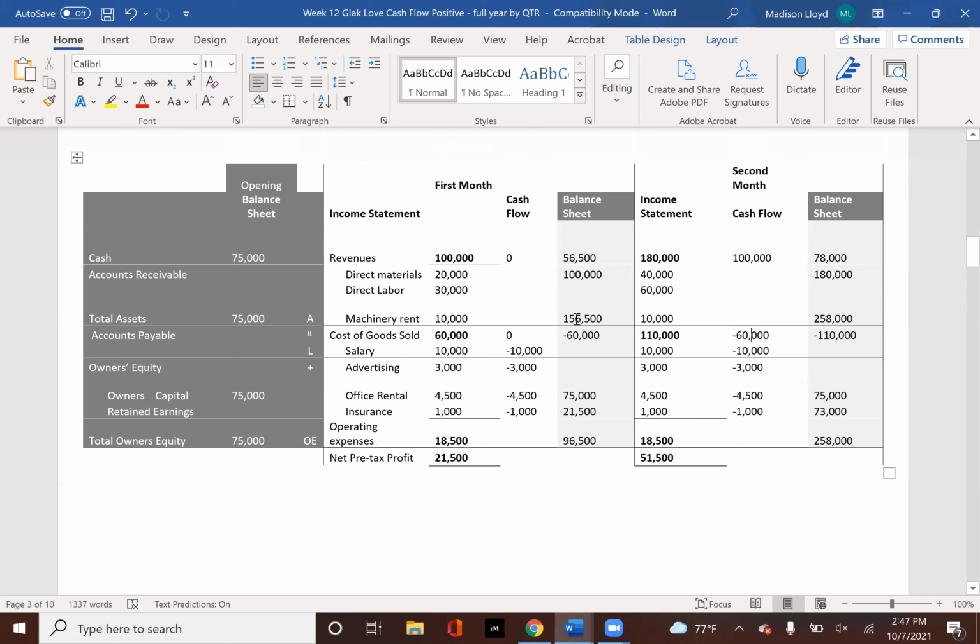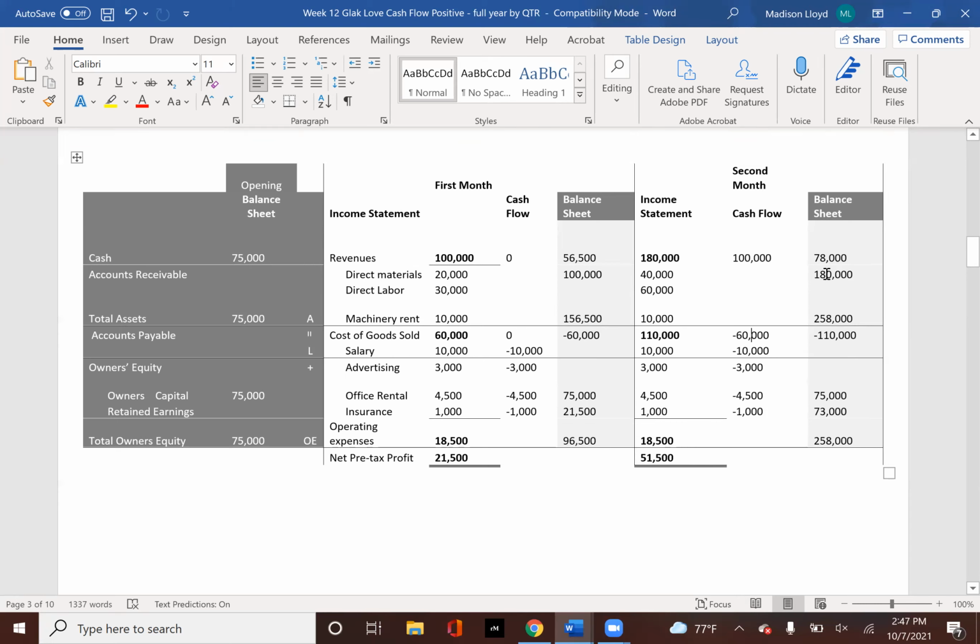Okay. So that was 156,500 minus 60,000 from last month, minus your 18,500 operating expenses from this month. Okay. That's where you get your 68,000. Our pre-tax profit's going to be 51,500.